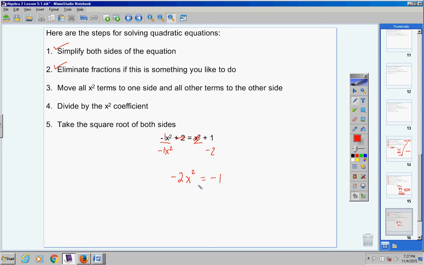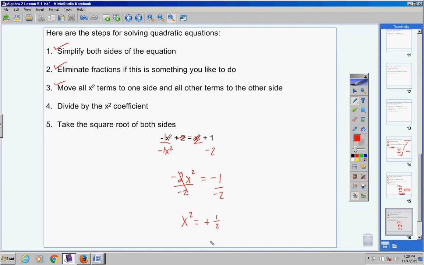this. Ask yourself the question, are all of my x squared terms on one side? Yes. Are all other terms on the other side? Yes. Step 4, divide by the coefficient. Well, my coefficient is -2, so I'm going to divide both sides by a -2. These will cancel, and I'm left with x squared equals. Now, a negative divided by a negative is positive. 1 divided by 2 is 1/2.